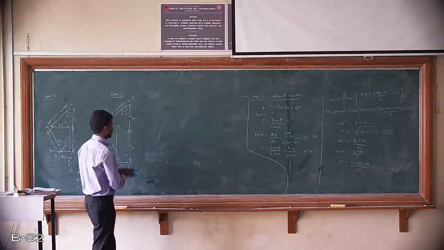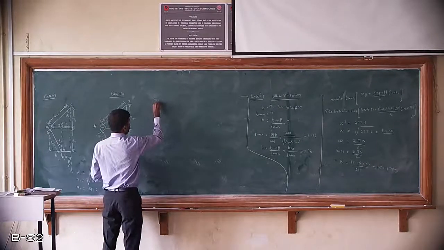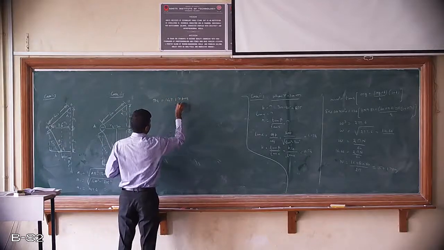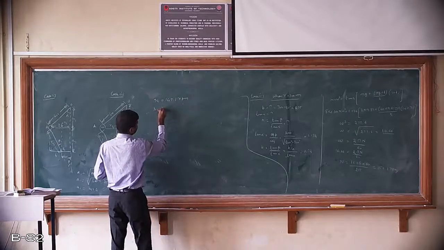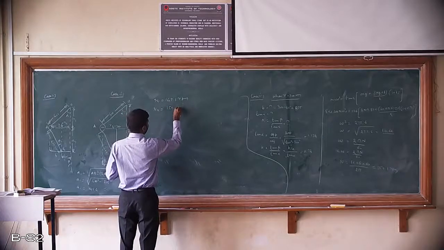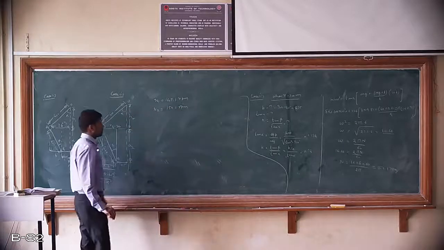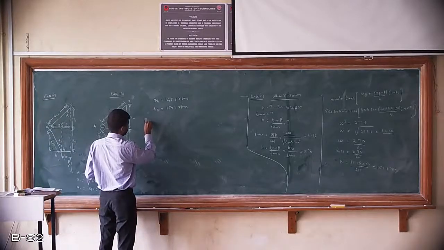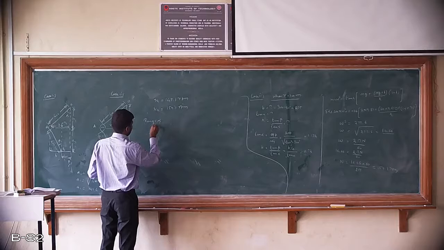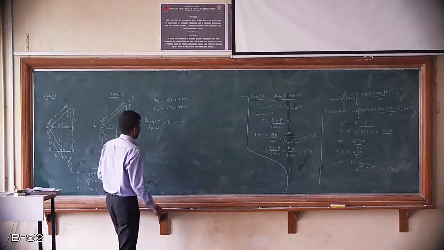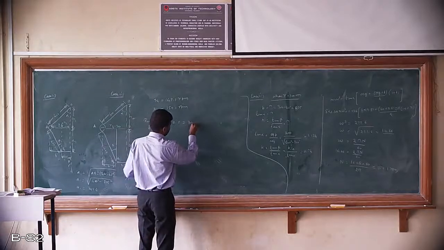So we know the value of n1 as 147.1 rpm and the value of n2 is 159.1 rpm. So the next thing is to find out the range of the speed. Range of speed, in short I will write it as ROS, is equal to n2 minus n1.